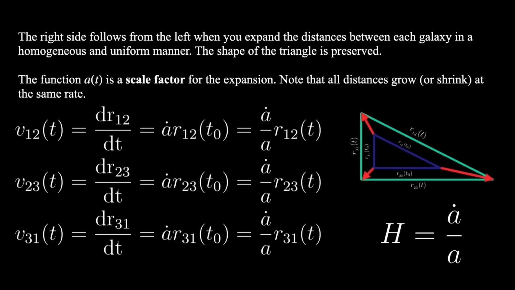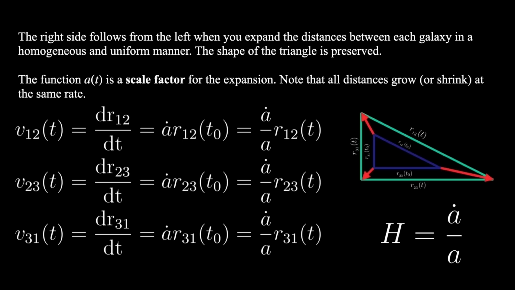That is the definition of the Hubble parameter, and it maps the entire history of how these distances all grow or shrink at the same rate because they're all doing so uniformly and homogeneously throughout the universe. Didn't matter which three galaxies we picked. It's just three random galaxies at three random locations. Just because I chose a right triangle doesn't mean anything. If I chose any three points inside of this, I would get exactly the same result.